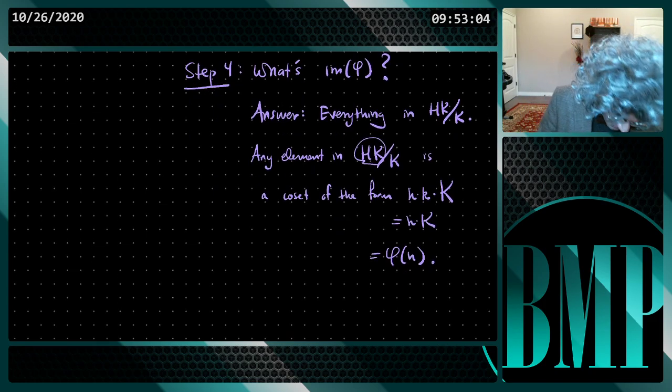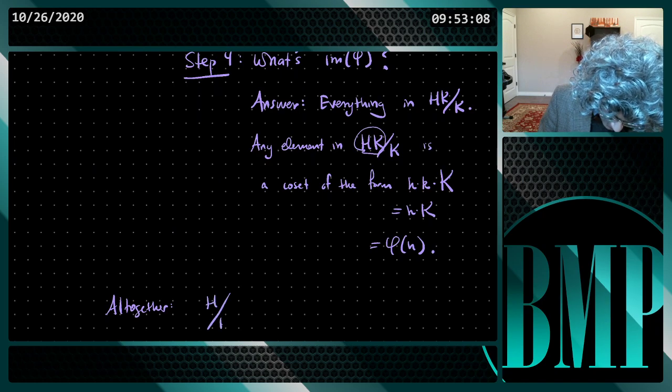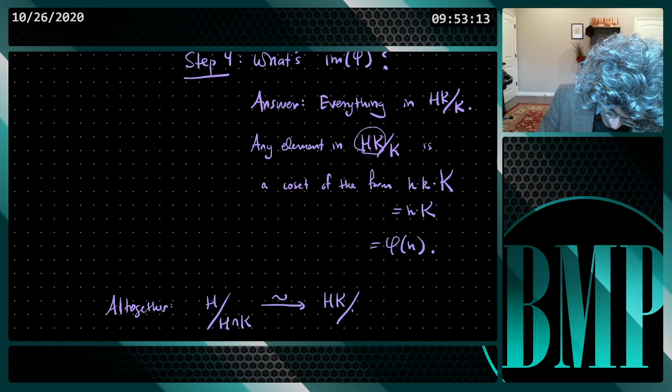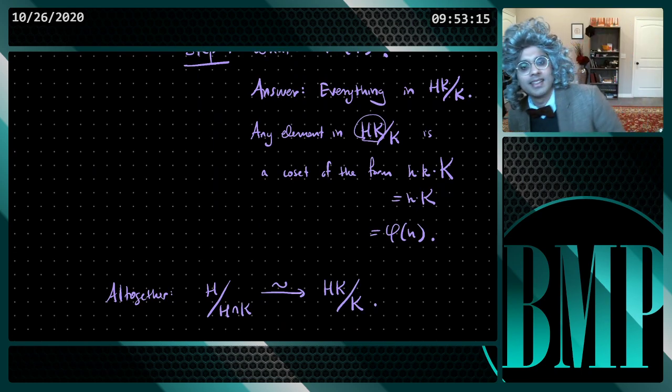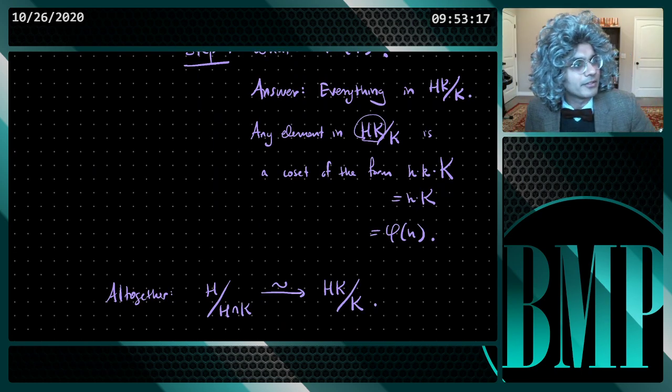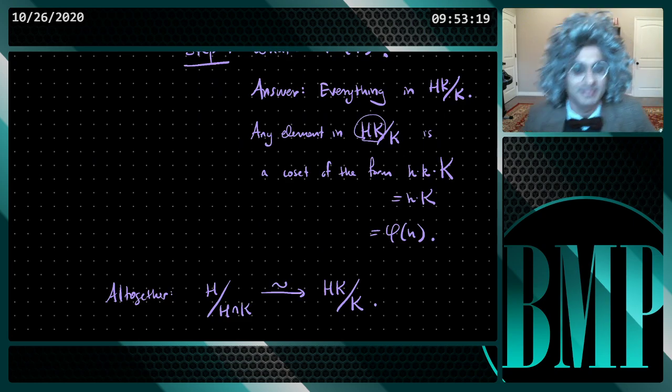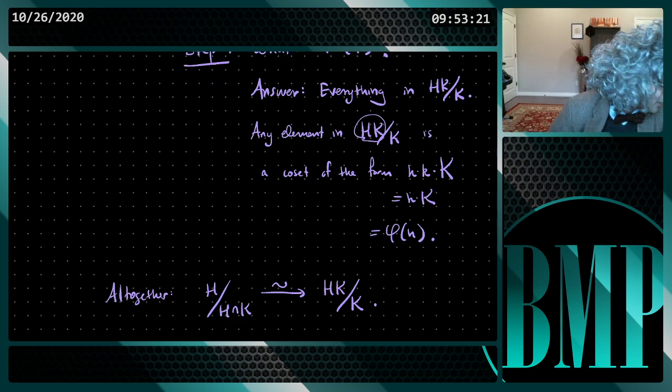And so altogether, H mod H intersect K is isomorphic to HK mod K, basically by the first isomorphism theorem. Awesome. So there's your second isomorphism theorem.